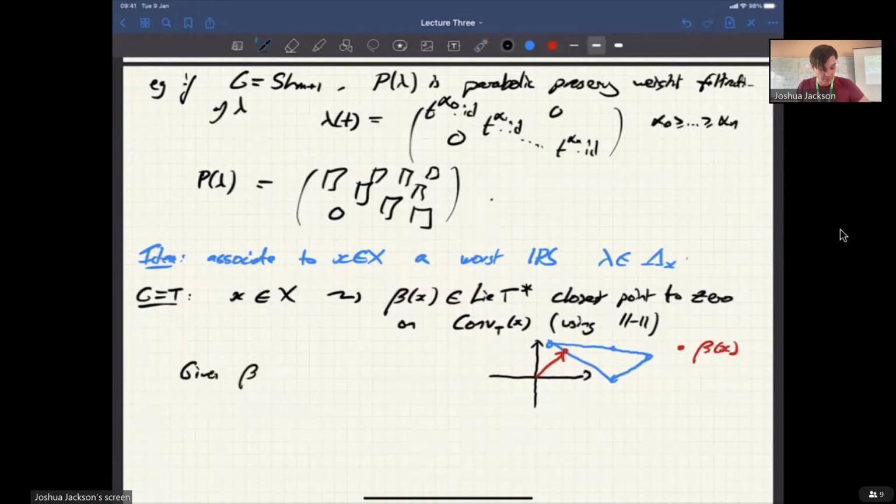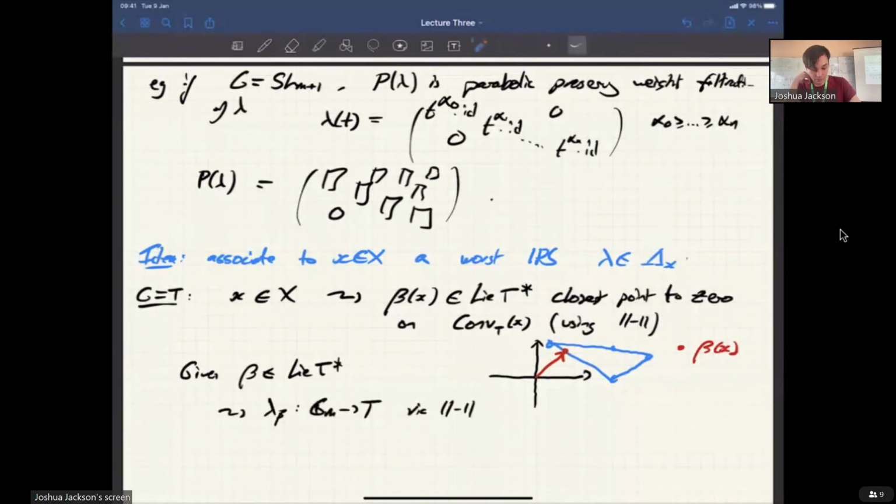Sort of conversely, given a point in this Lie algebra, you can define lambda, a one-parameter subgroup, via the inner product. So one way to think about this is giving you an identification between the dual of the Lie algebra and the Lie algebra itself. So it's giving you an identification between characters and co-characters. And once you pass to the Lie algebra of T using this identification with its dual, you can exponentiate the results to get a one-parameter subgroup like this.